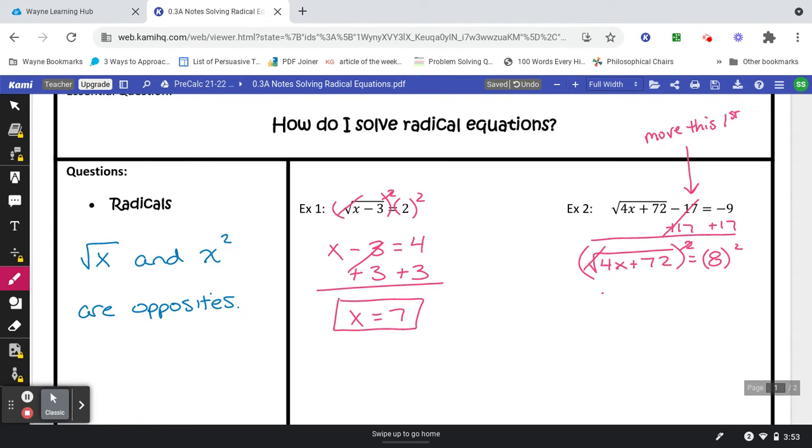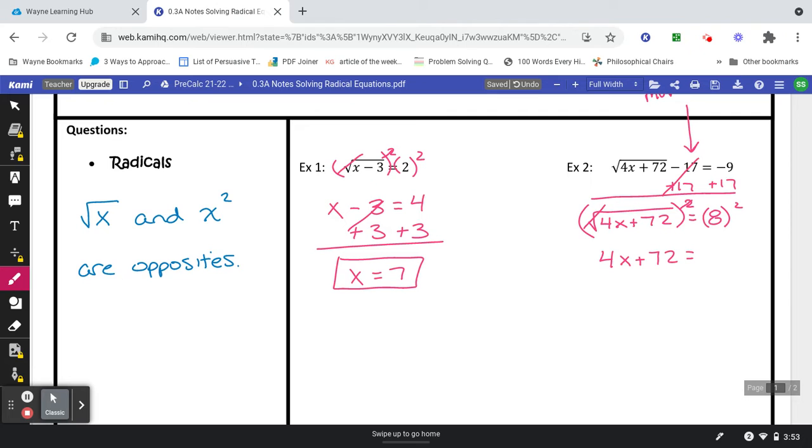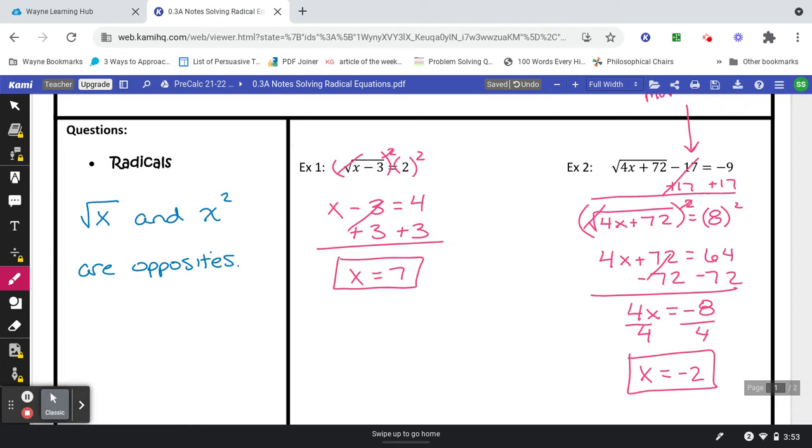Square root and square cancel. 4x plus 72. And make sure you square 8. Common mistake is to do 8 times 2. Make sure you're doing 8 times 8 to get 64. And solve as usual. Final answer, x equals -2.